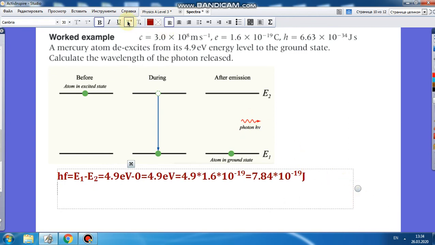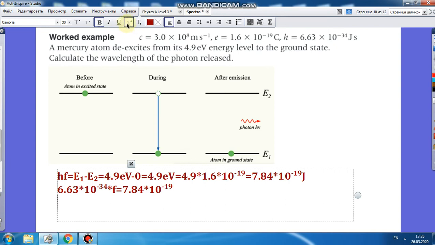Now Planck's constant is given: 6.63 times 10 to minus 34 times frequency is equal to 7.84 times 10 to minus 19. From here we get a frequency of 1.12 times 10 to plus 15 hertz.